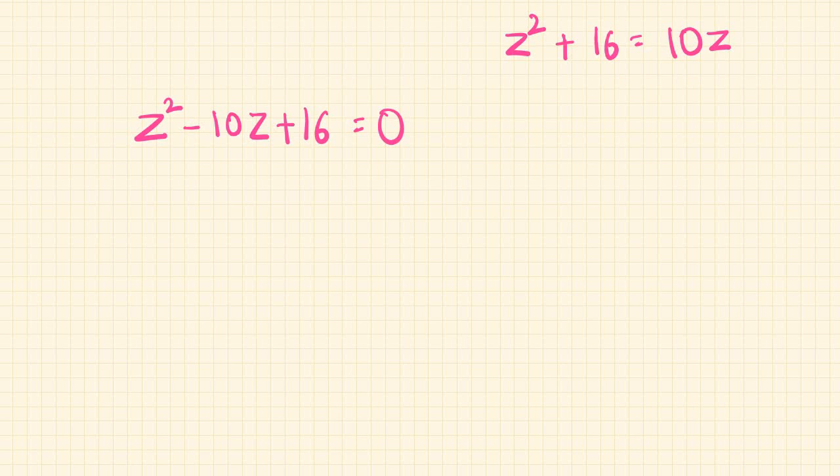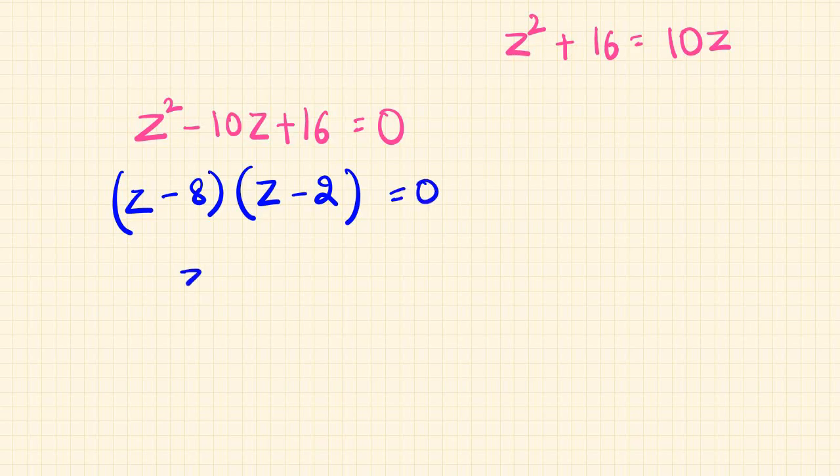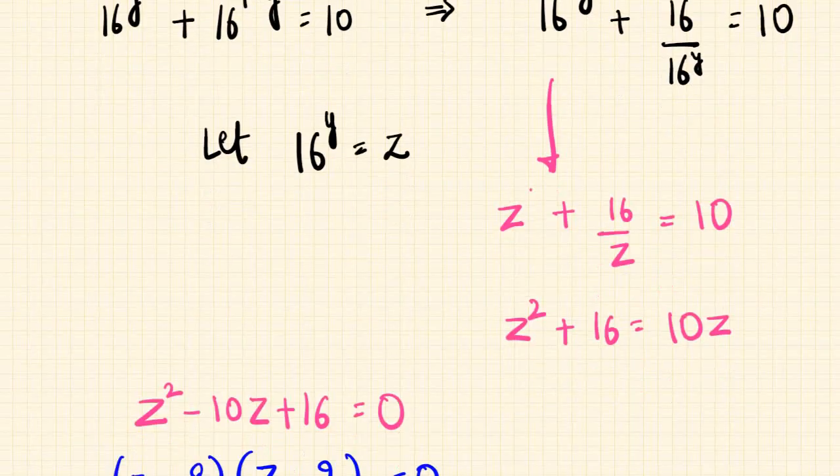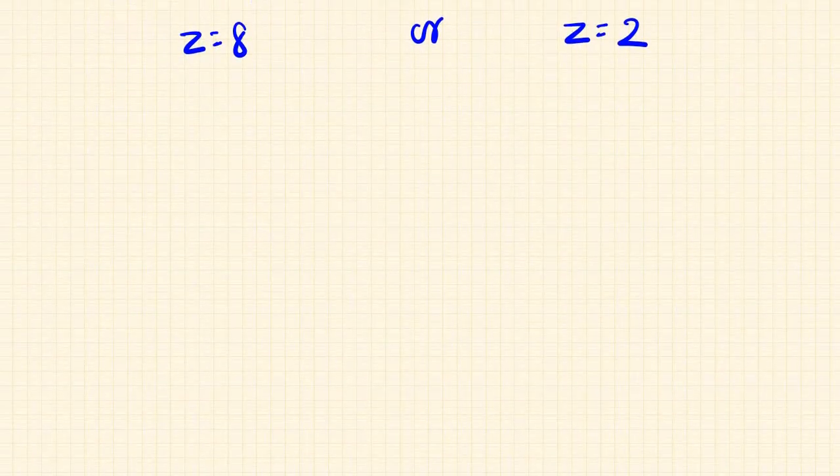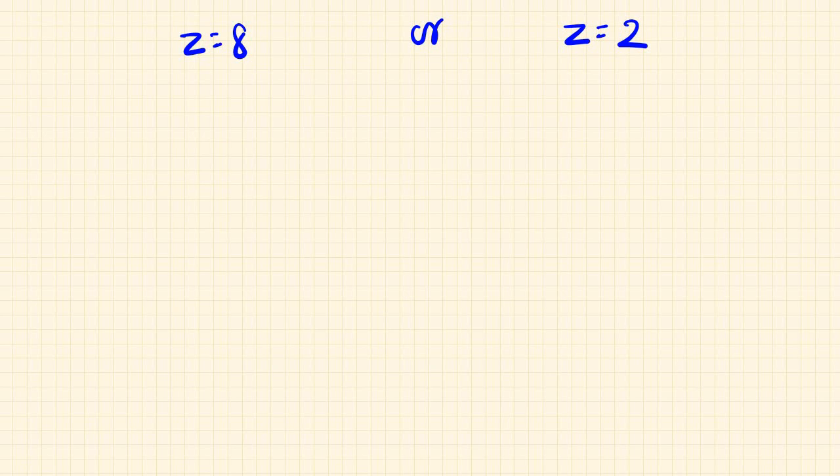And here, can I see its factors? Yes. z minus 8 and z minus 2. Yeah. 8 times 2 gives you 16, negative 8 and negative 2 gives you negative 10, is equal to 0. So my z is equal to 8, or my z is equal to 2, right? What was my z? My z was 16 power y and my y was sine square x.